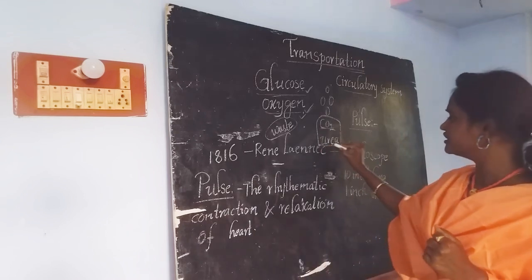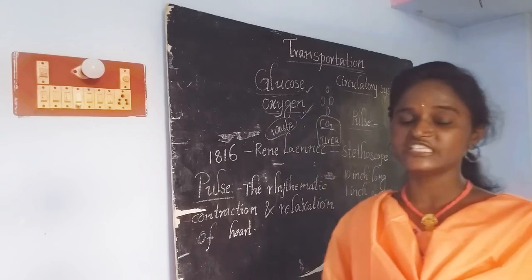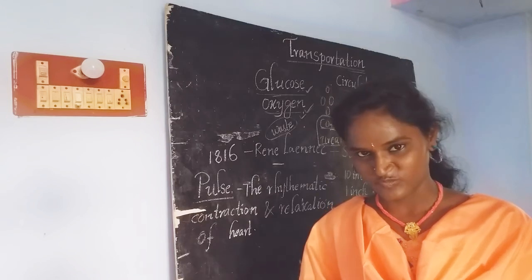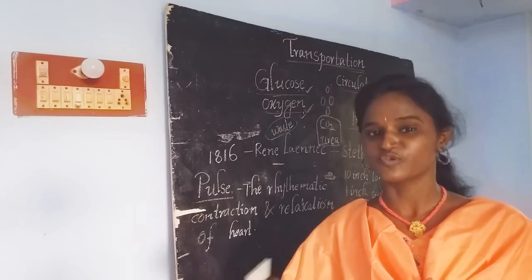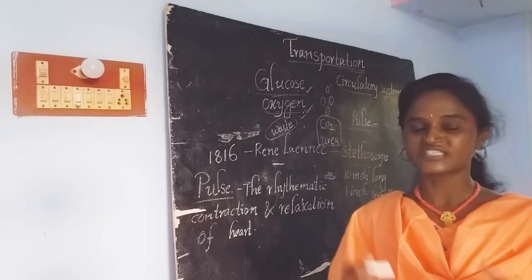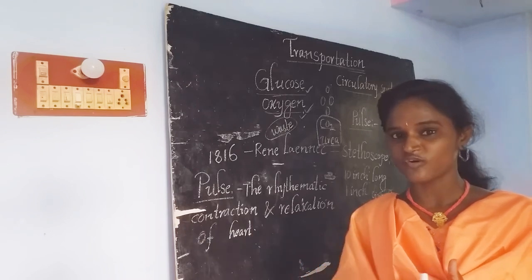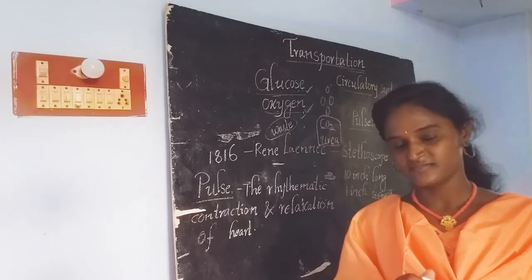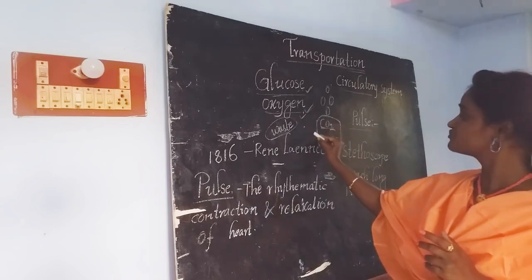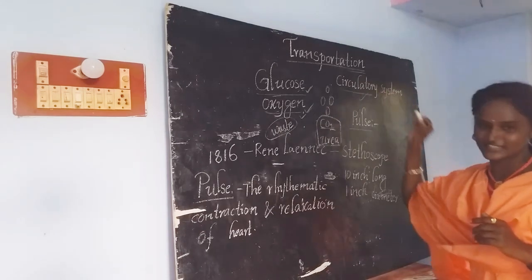If we talk about urea, it is also one of the waste materials, and this waste material will be sent to the excretory system, to the kidneys, in order to be removed. Whenever it reaches the excretory system, the excretory system makes the urea go out of our body in the form of urine.